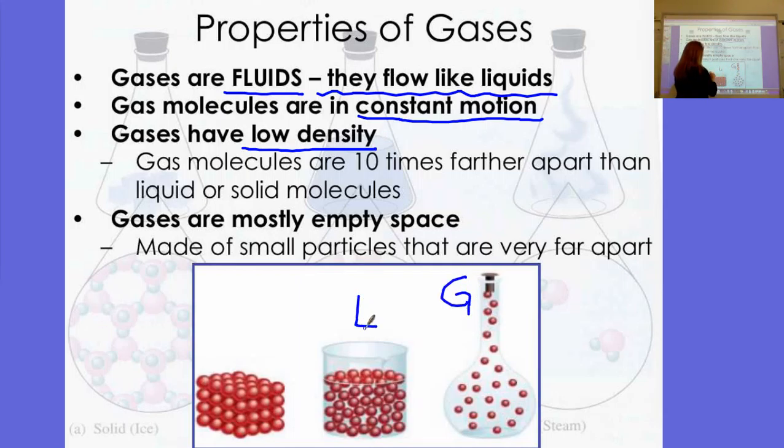You can see that from this picture. Here's an example of a solid, liquid, and gas. You can tell that these gas molecules are much further apart from each other than they would be in the liquid or the solid phase. And because they're further apart, they are mostly empty space. So we have some particles in this container. It has to be a closed container so it doesn't leak out into the room, right? You can see the gas particles, but what's in between the gas particles? It's nothingness. It's empty space.